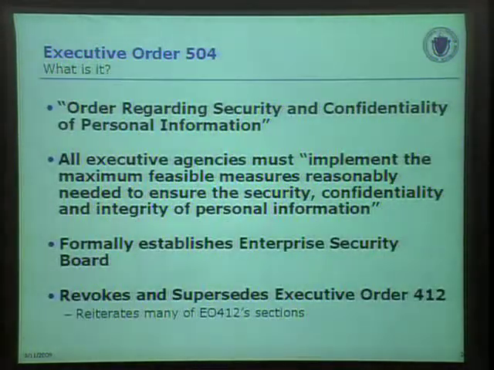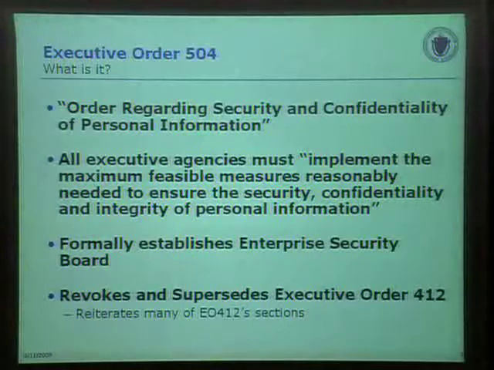Executive Order 504 is the order regarding security and confidentiality of personal information. All executive agencies must implement the maximum feasible measures reasonably needed to ensure the security, confidentiality, and integrity of the personal information of the citizens of the Commonwealth. This is basically the key phrase for ITD: we can now say, we love your application, we'd love to host it for you, but you're not currently meeting Executive Order 504. It was a nice little catch-all phrase.